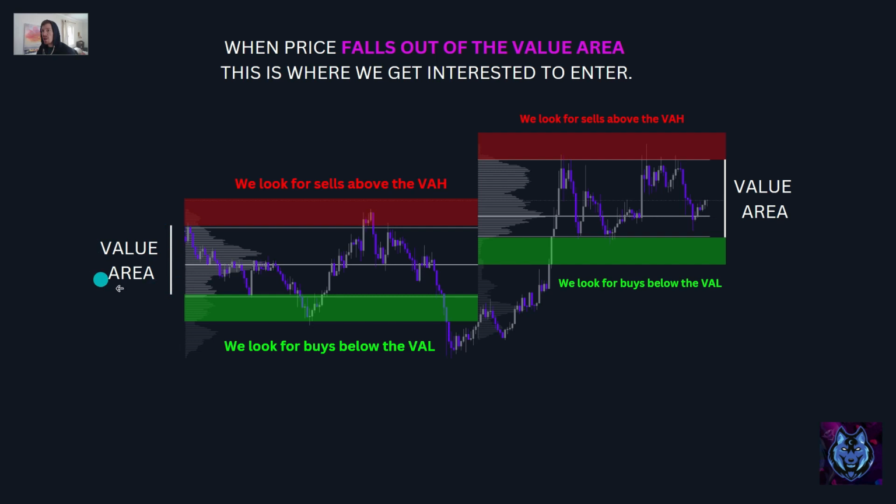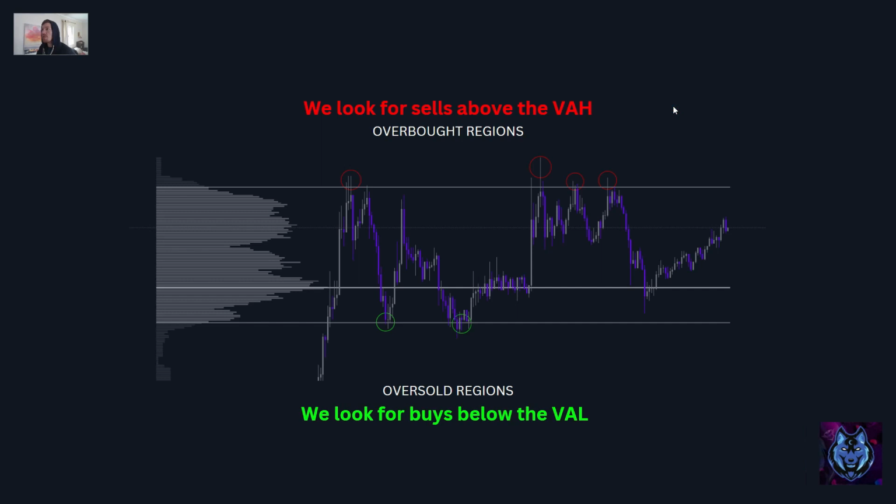So you see we've got the value area here. Price comes above the value area. We look for sells. Price drops below the value area. We look for buys. Once again, price pops above. We look for sells. It dips below. We look for buys. We look for sells above the value area high. These are overbought regions. Price pops in. You can see on these rejection wicks, these would have been fantastic entry points. Drops below, these would have been fantastic entry points. We look for buys below, which are the oversold regions.